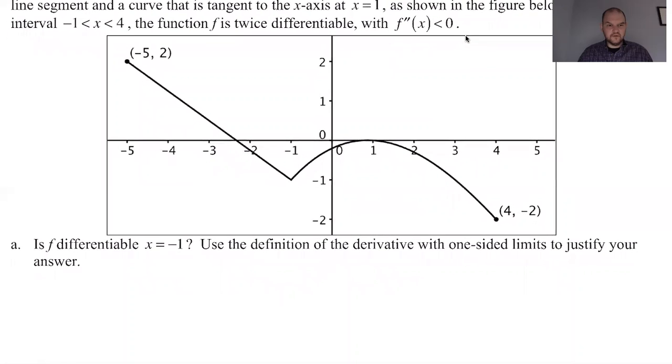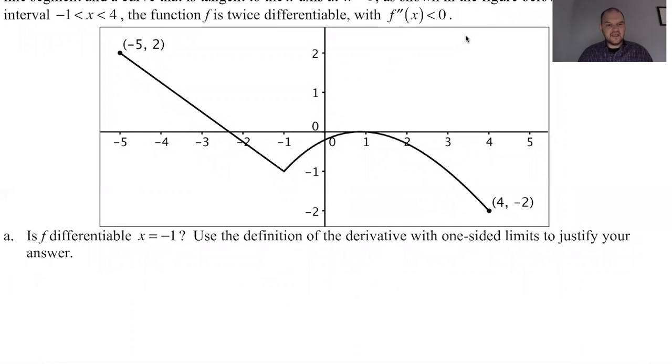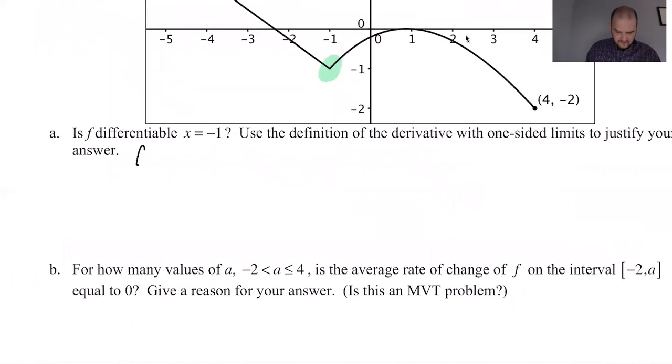Question number 1, or A, I guess. Is f differentiable at x equals -1? Well, you can look at the picture and just kind of see that, no, it's not. So what we're supposed to do is use the definition of the derivative with one-sided limits to justify our answer. So first I'll just say f is not differentiable at x equals -1.